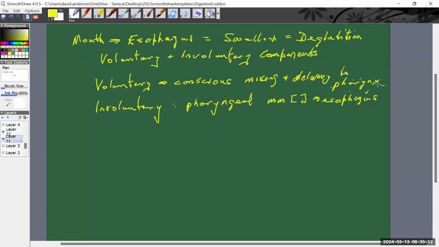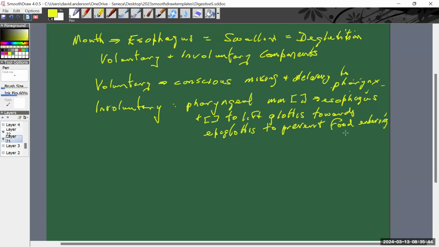So the pharyngeal muscle is going to contract to deliver specifically into the esophagus, and they contract to lift the glottis, remember, from the respiratory system towards the epiglottis to prevent food from entering the airway. So that's really what the pharyngeal muscles are responsible for in this late phase of swallowing.